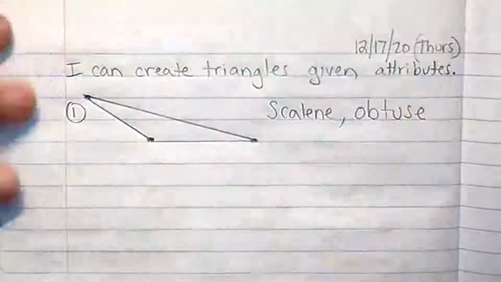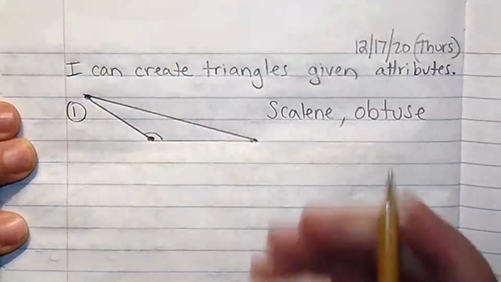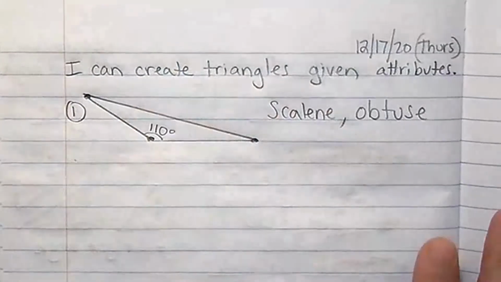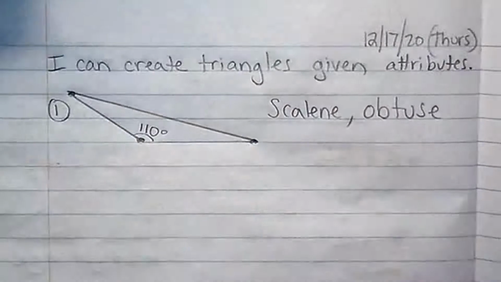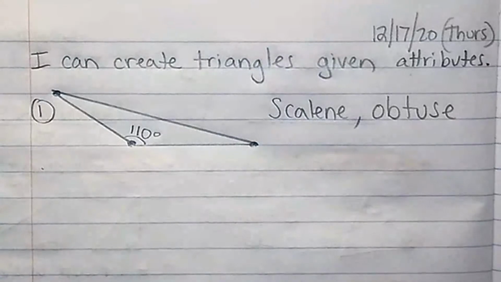All right, the first thing I made was an obtuse angle. Do you see this angle right here? That is a big old angle. I could tell you that measures 110 degrees. Is that bigger than 90? Yes, so it's an obtuse angle.